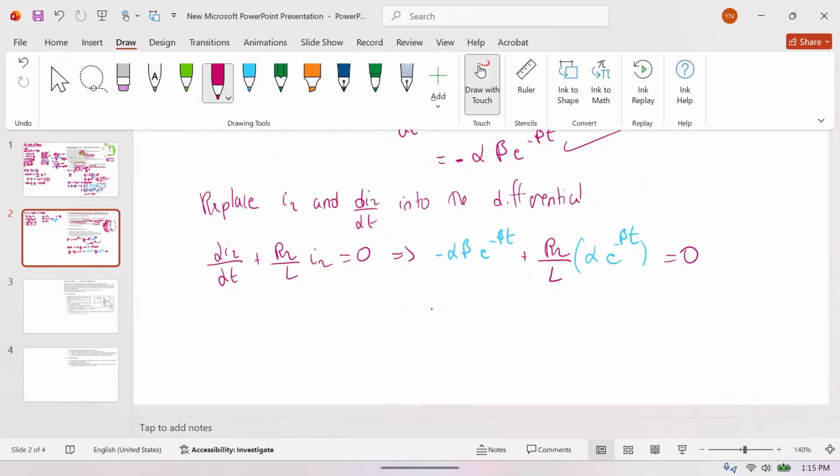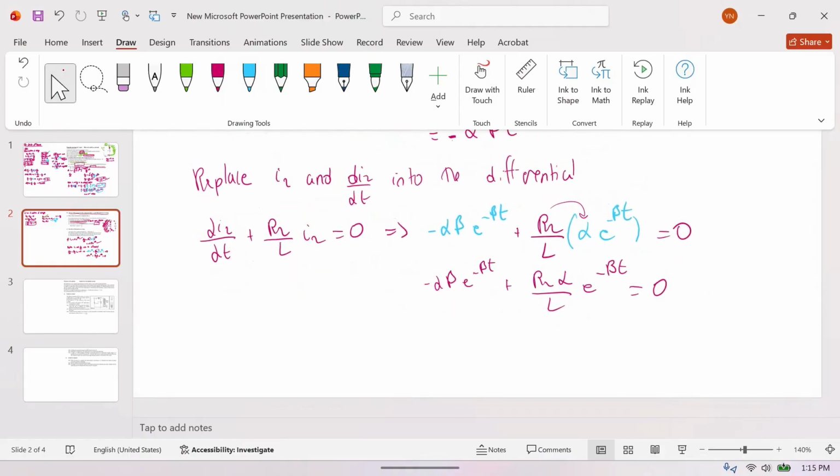The third step. So minus alpha beta E to the minus beta T, plus, multiplying the whole thing, you will get R2 alpha over L E to the minus beta T equals to 0. Now here, it's a little bit different than verifying, which we had in the first part. Here you have to take the exponential as a common factor. Once you get this, always remember E has to be taken as a common factor.